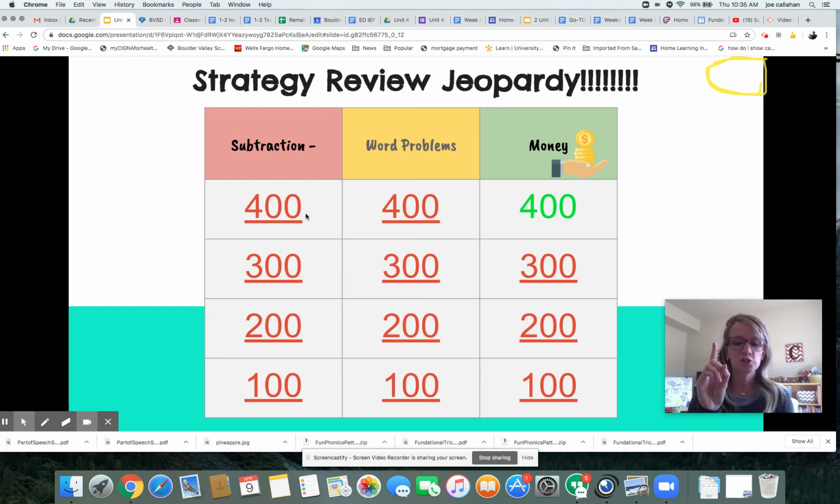Now here's the catch. If you get the answer correct, you get to keep that many points and write down those points. If you get it wrong, you cannot collect those points. So be careful where you start. Show your thinking and be very, very thorough on making sure that you've used a strategy that will help you get the correct answer. So let's practice what this could look like.